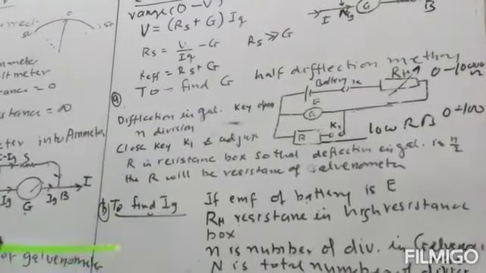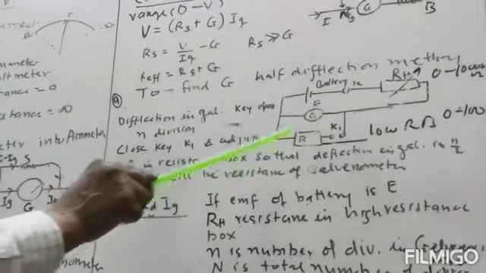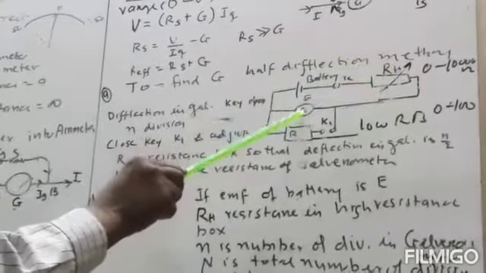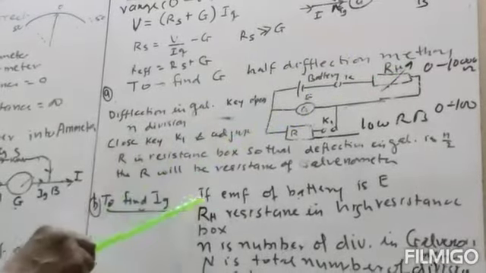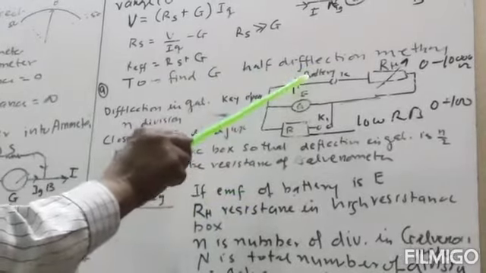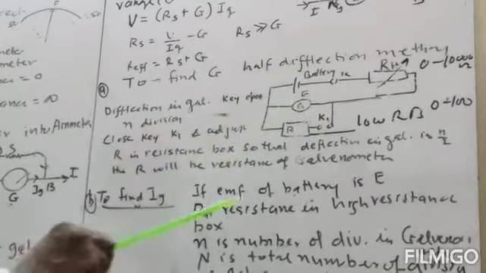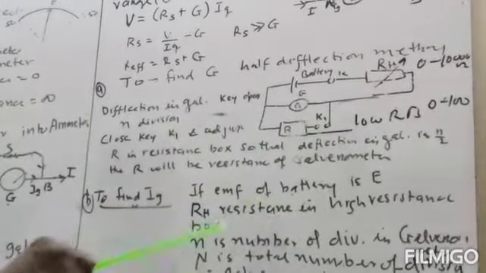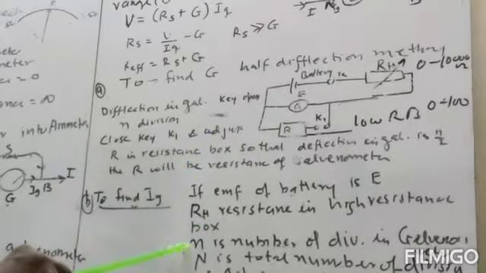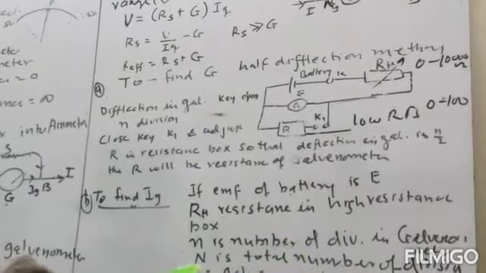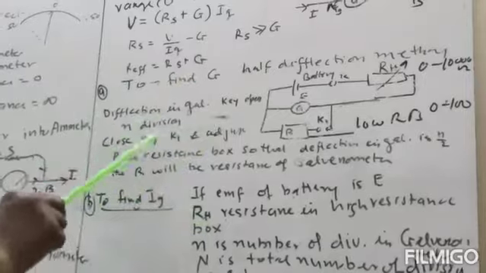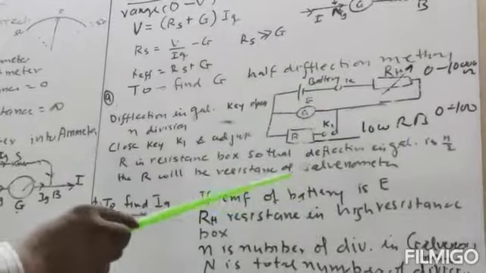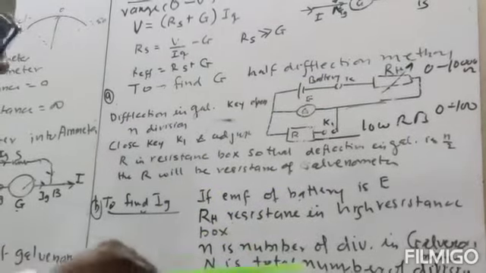experiment in your practical. Now second, we have to find the Ig. How to find the Ig? Now we know the resistance, and here we know the deflection. The EMF of the battery we measure with the voltmeter, and it is E. RH is the resistance in the resistance box, n is the number of divisions in the deflection, and capital N is the total number of divisions. Suppose it is 50, then 50; 30, then 30. So the maximum division is capital N.